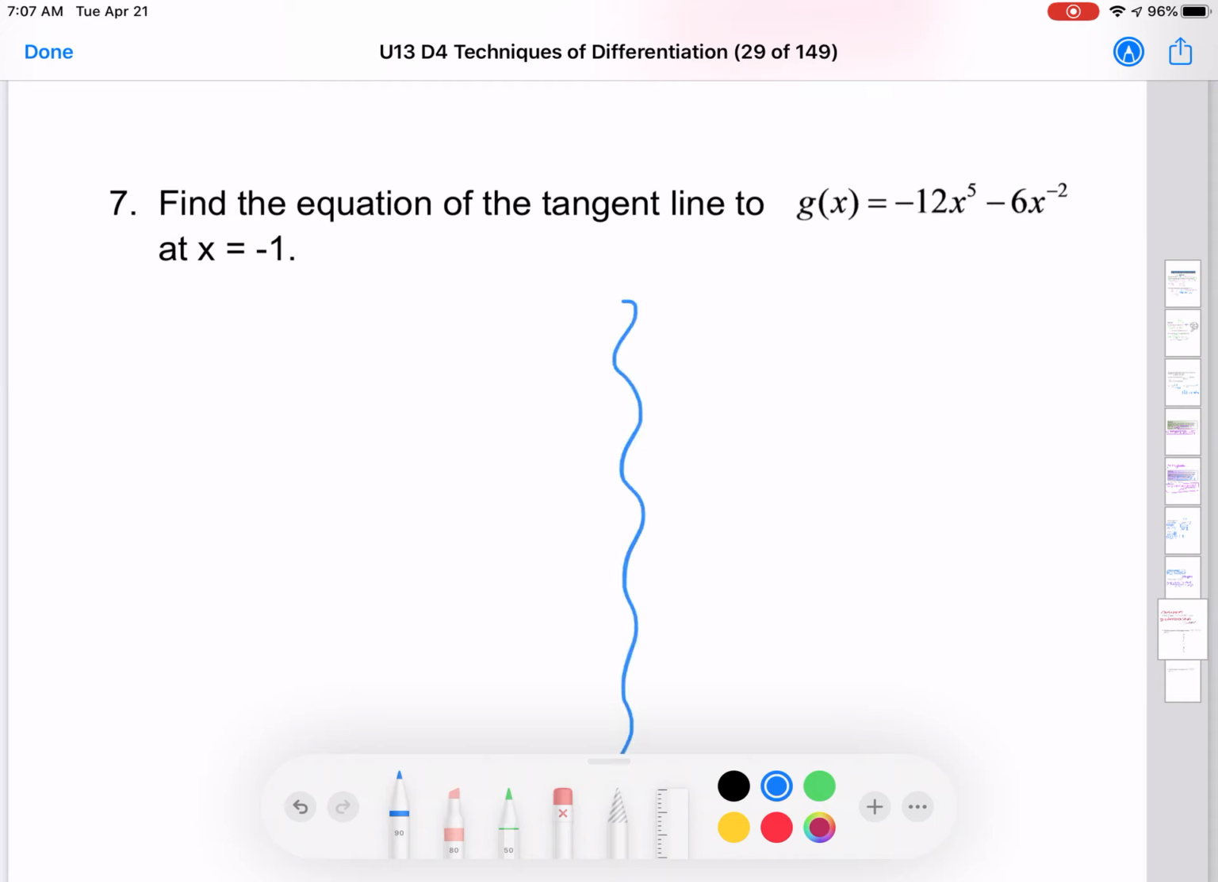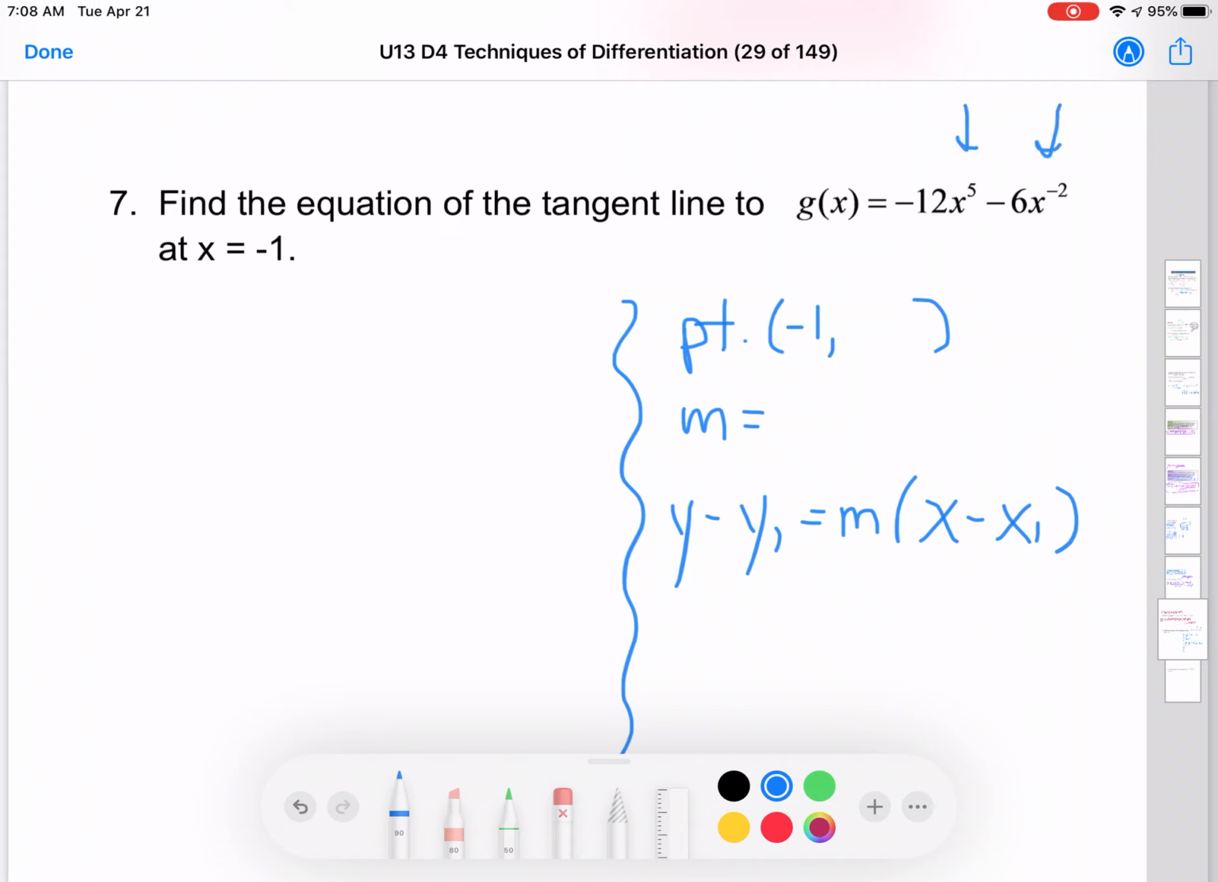So ultimately, remember, I need a point, and I need a slope, and then I plug into my point slope formula. Okay, so let's get our point first. So we do have -1. We could use a calculator here if we needed to. So we need to plug in -1 up here and up here. And if we plug in -1, we wind up getting 6.